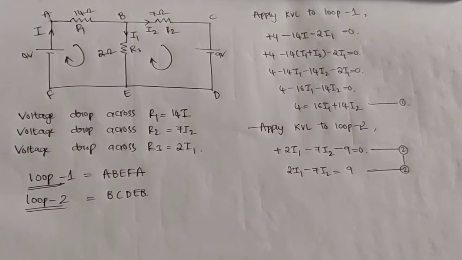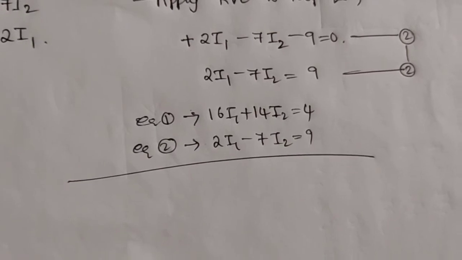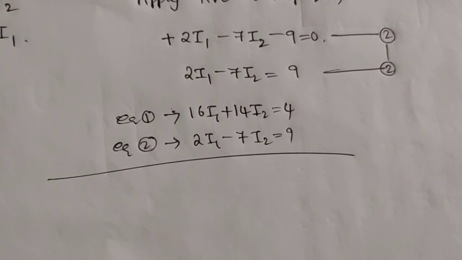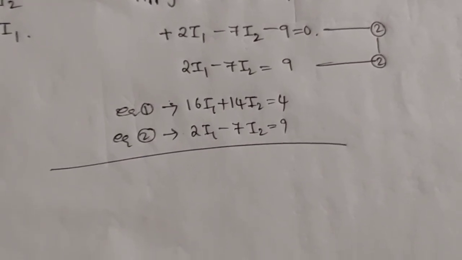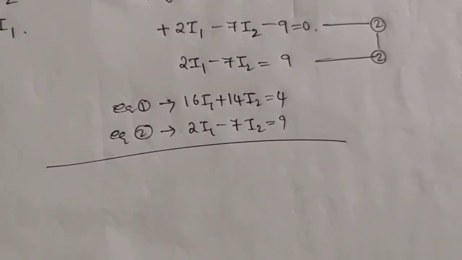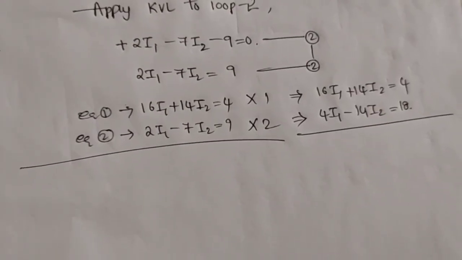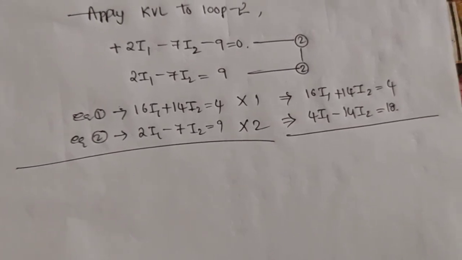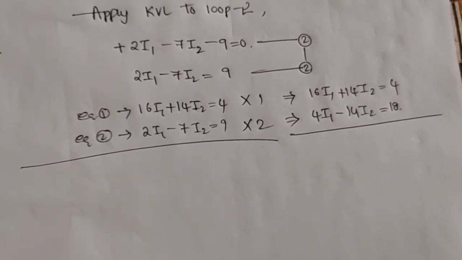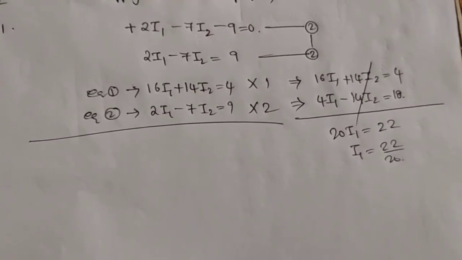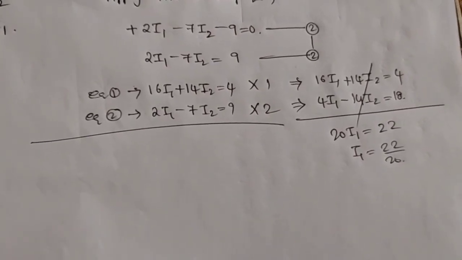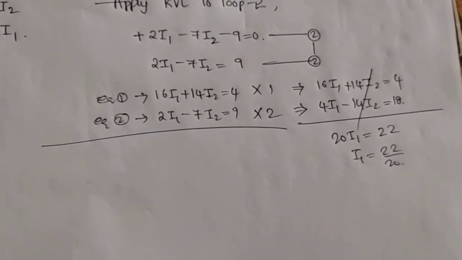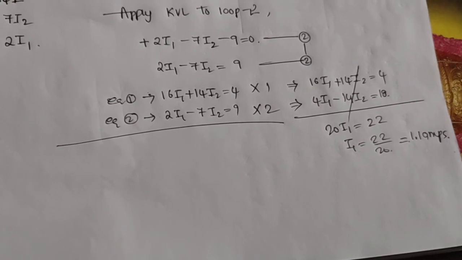These are both equations 1 and 2. To eliminate one of the terms, we will eliminate I2. So multiply equation 2 by 2, and we get 4I1 minus 14I2 equals 18. Now we can cancel the 14I2 and minus 14I2. After cancelling, we get 16I1 plus 4I1 equals 20I1, and 4 plus 18 equals 22. Therefore, I1 equals 22 by 20, so I1 equals 1.1 amperes.